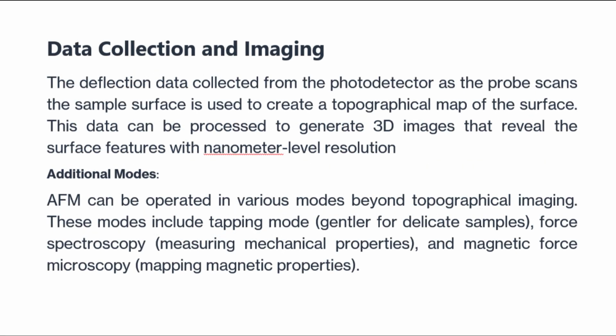Data collection and imaging. The deflection data collected from the photodetector as the probe scans the sample surface is used to create a topographical map of the surface. This data can be processed to generate 3D images that reveal the surface features with nanometer-level resolution. Additional modes. AFM can be operated in various modes beyond topographical imaging.